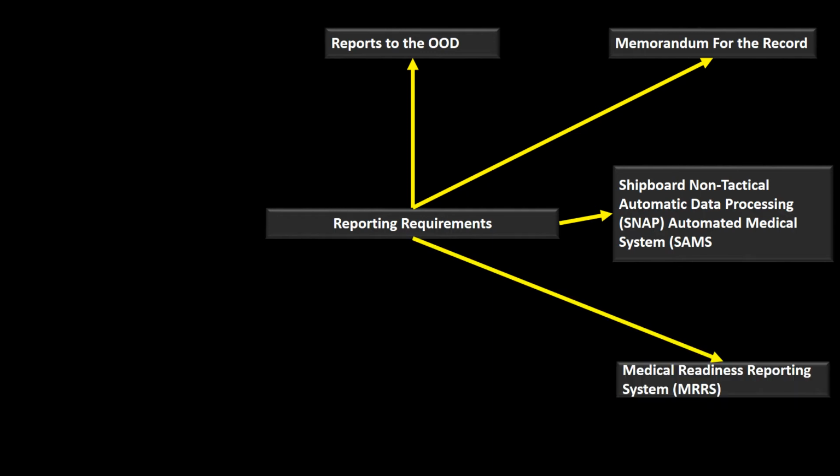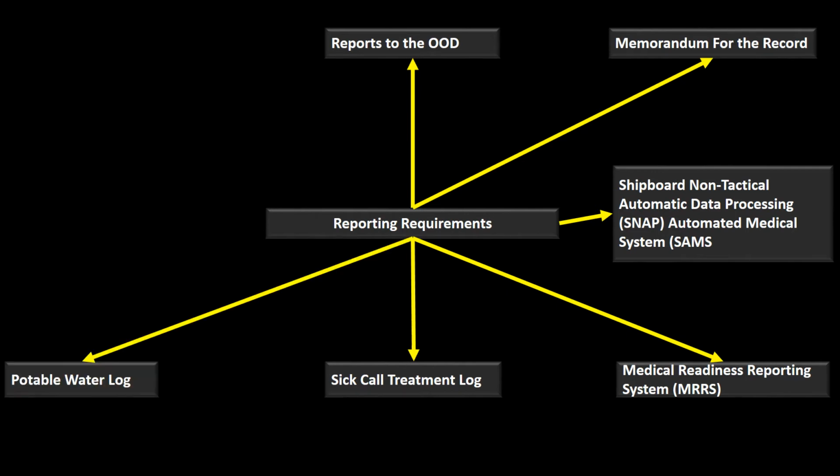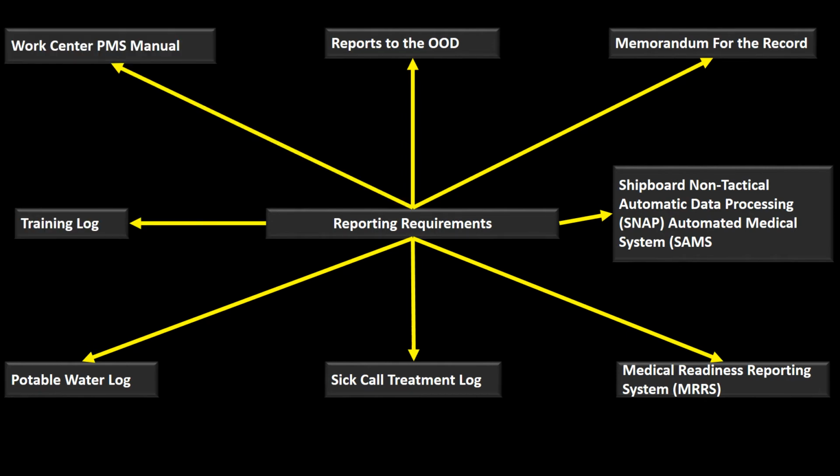We talked about MERS, the Medical Readiness Reporting System, and that's where we just get readiness information, okay? So MERS doesn't do half the things that SAMS does; we can't record half the things that we can record in SAMS. We talked about the sick call treatment log and what we need to put in there. We talked about the potable water log and testing the water once daily for chlorine or bromine, depending on what we disinfect it with, and then doing the weekly bacteriological testing. We talked about the training log, and then the work-centered plan maintenance system manual.